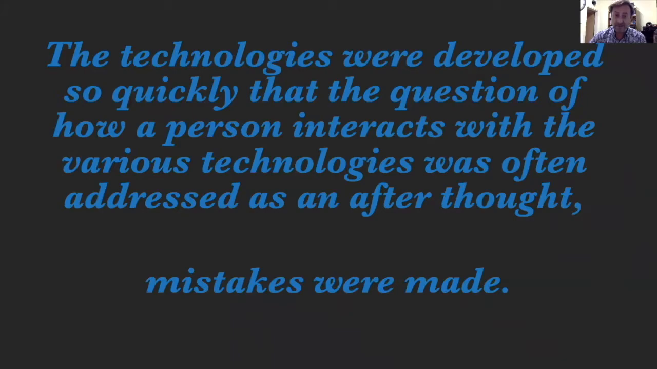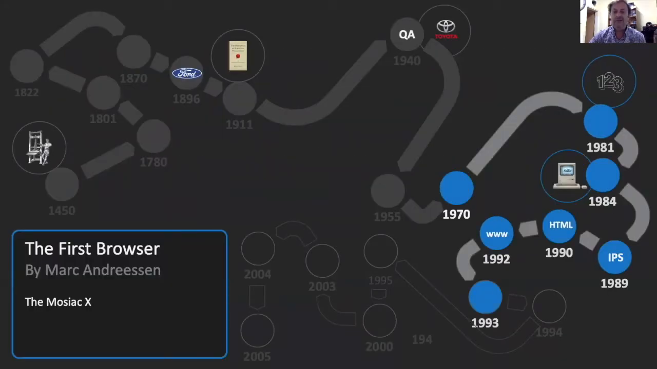Mistakes were made. Until 1993, computing technologies were developed and evolved in parallel. The interrelated technologies, such as screens, cameras, hand controls, and keyboards, were all developed separately. These technologies were often flawed in their design.